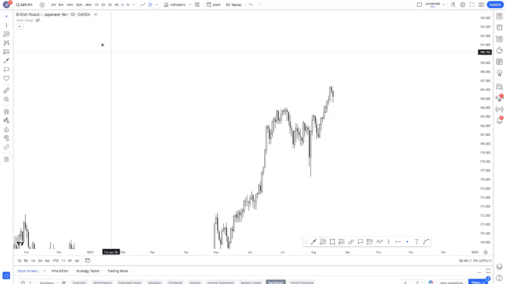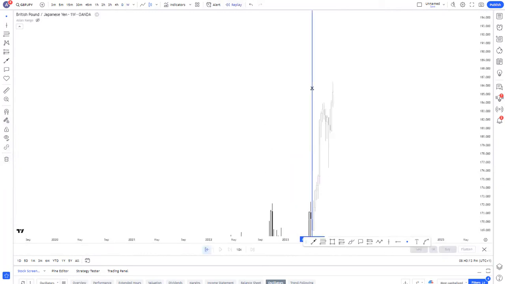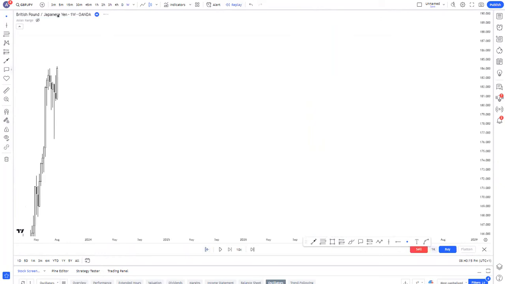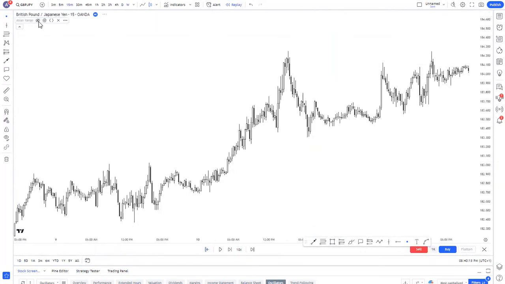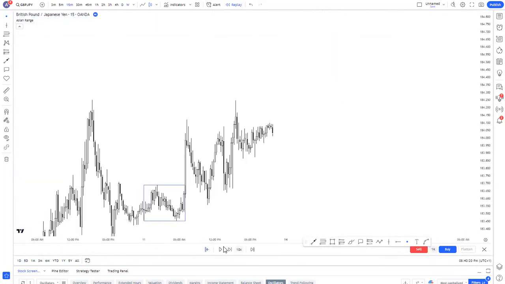Let me remove all of this. Let me go down to a lower time frame and then activate the Asian range. So this was Monday price action.